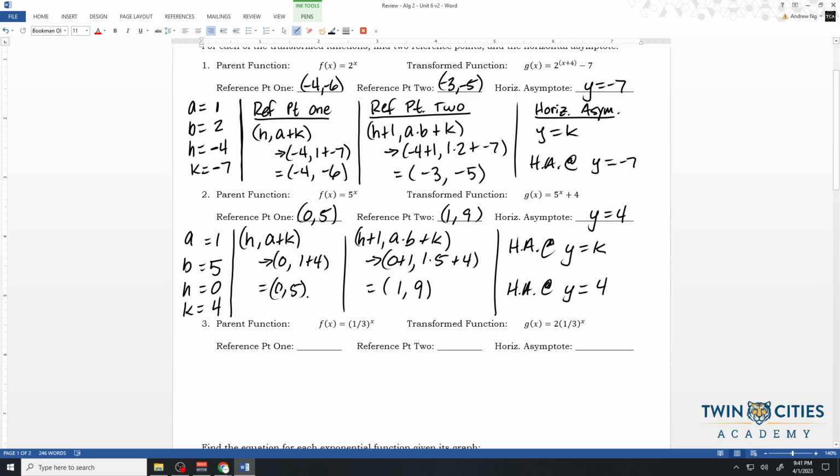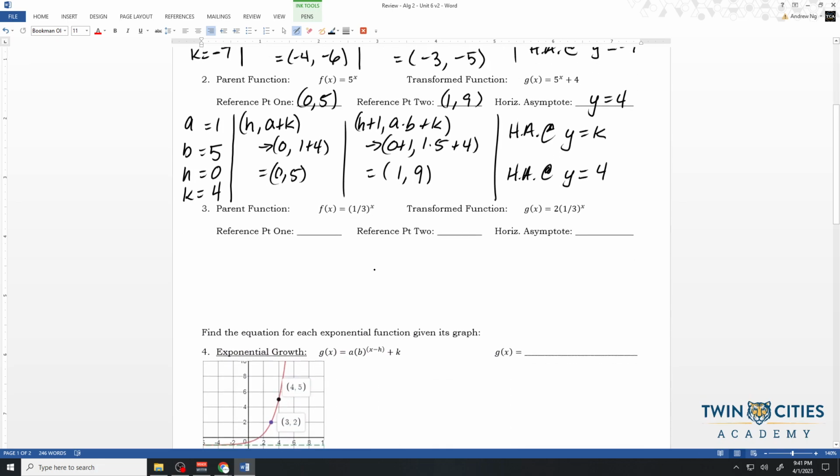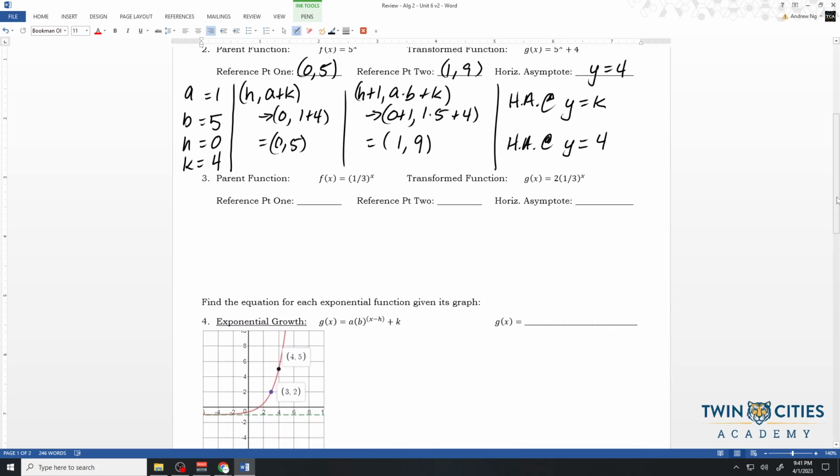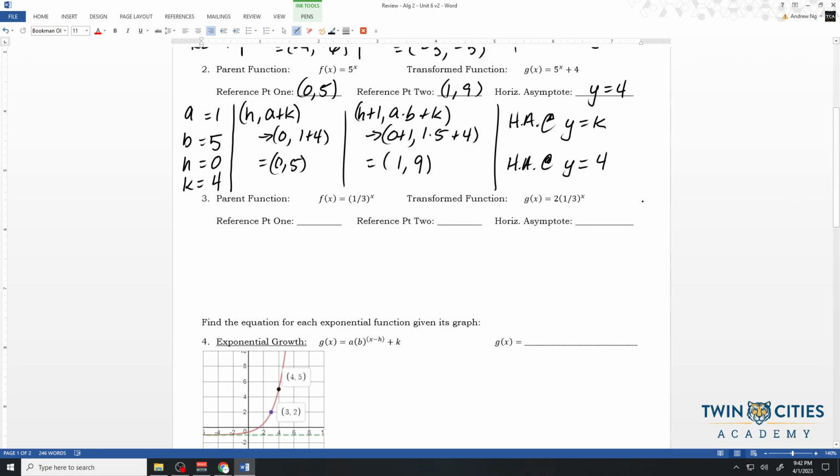All right, now compare this to number 3. The first thing I see with number 3 is that my base is a fraction. It's 1/3. So this automatically tells me that I'm going to be working with decay instead of growth. Regardless, I'm still going to find a, b, h, and k first. So a, b, h, and k.